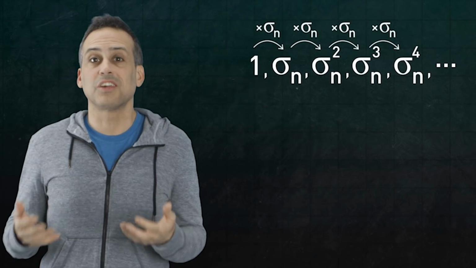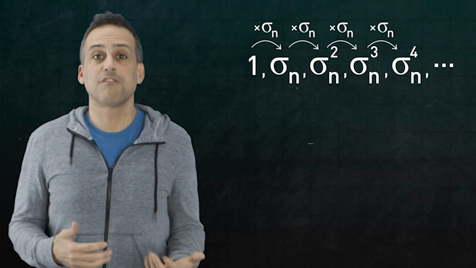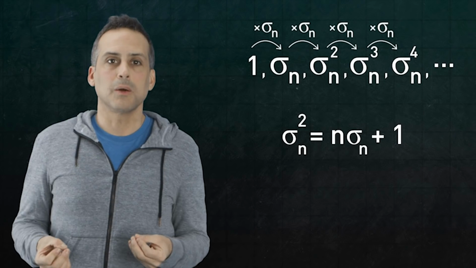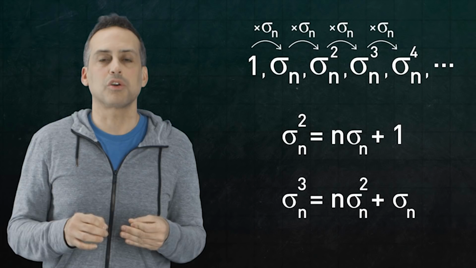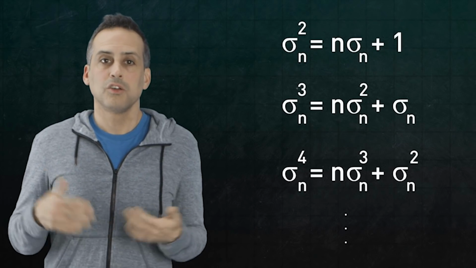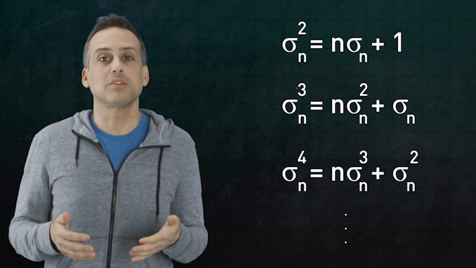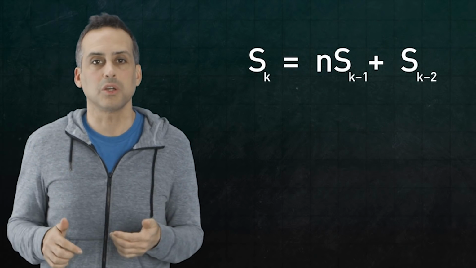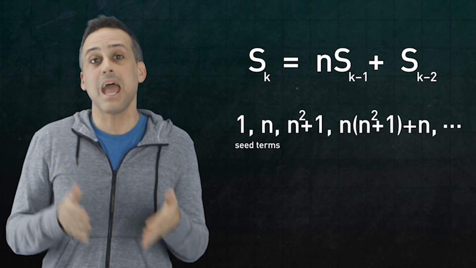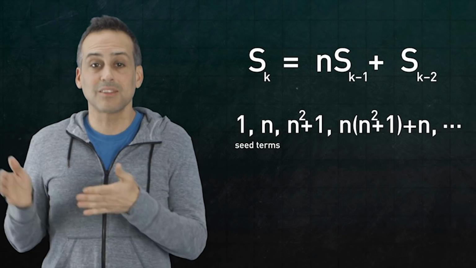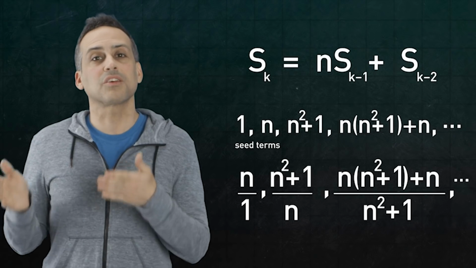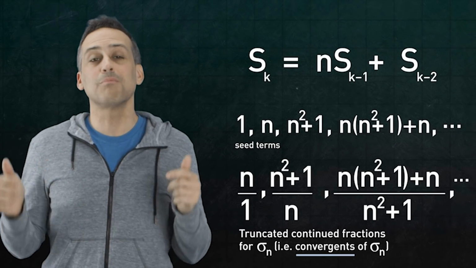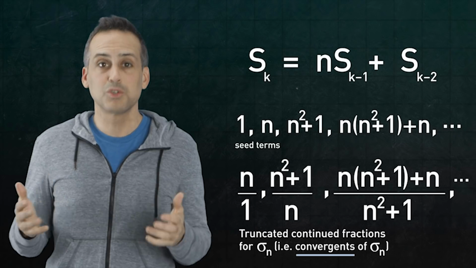Let's imagine a geometric sequence with a term ratio of sigma n. Looking back at the defining equation for the nth metallic ratio, we can see that each term in this sequence will be n times the previous term, plus the term before that. So now let's make a Fibonacci-like sequence that satisfies this recurrence relation, with seed terms of 1 and n instead of 1 and 1. And let's list the ratios of its successive terms. Once again, you get the successive finite cutoffs of sigma n's continued fraction, which is pretty cool.